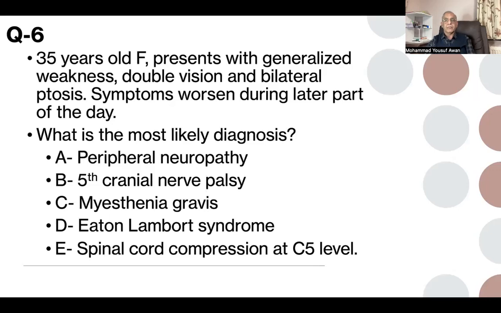Question 6. A 35 year old female presents with generalized weakness, double vision, and bilateral ptosis. Symptoms worsen during the later part of the day. What is the most likely diagnosis? Peripheral neuropathy, fifth cranial nerve palsy, myasthenia gravis, Eaton-Lambert syndrome, or spinal cord compression at C5 level.